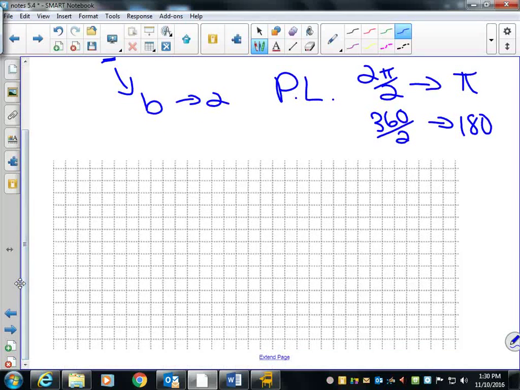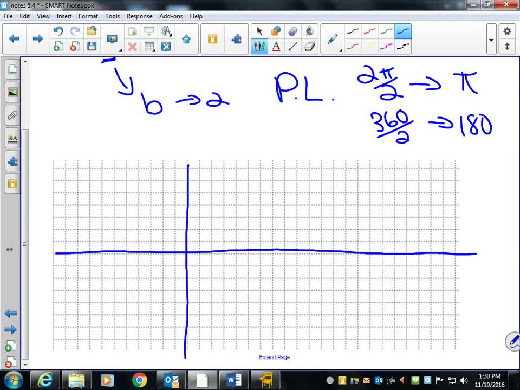So if I do this and try and do this really nicely, we have to go up to 45, 90, 135. Do you see how tight it is in here?